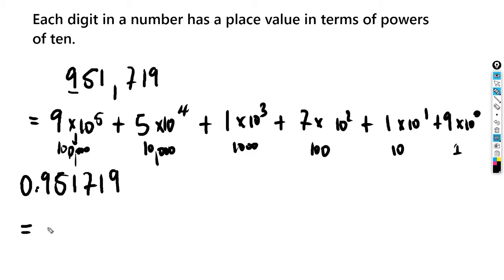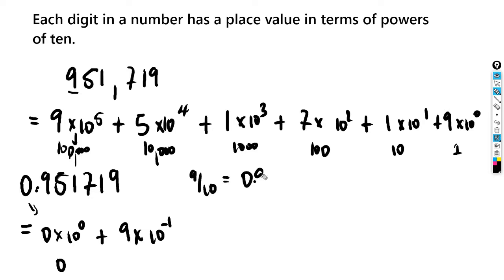So this zero here would actually be 0 times 10 to the naught, which is 0 times 1, which would give you 0. Then the next one, the 9, would be 9 times 10 to the negative 1, okay? And if you multiply 9 times 10 to the negative 1, it would actually be 9 over 10, which makes sense because 9 over 10 is actually 0.9. So that makes perfect sense, okay?